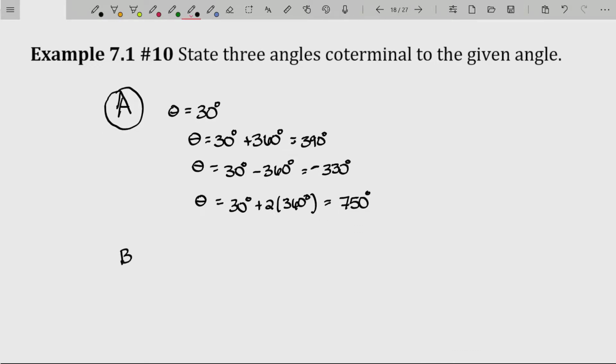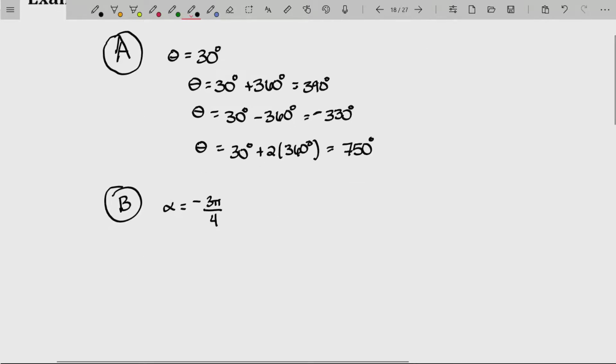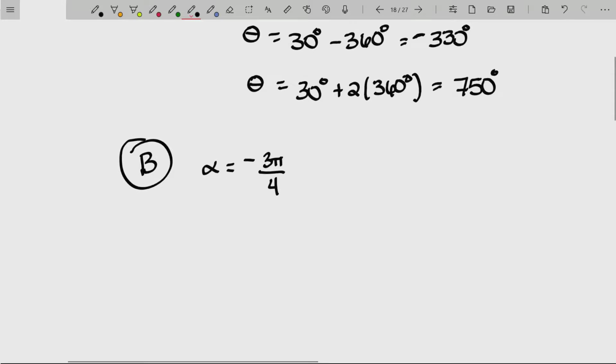Let's do one in radians. So let's suppose that they give us an alpha angle, and that angle is negative 5 pi over 6. Actually, you know what? I played with that. Let's do negative 3 pi over 4. All right. So negative 3 pi over 4 is the angle they hand us, and the question could be asked a lot of different ways. Find the first positive coterminal angle. Okay, fine. Let me add 2 pi to that.